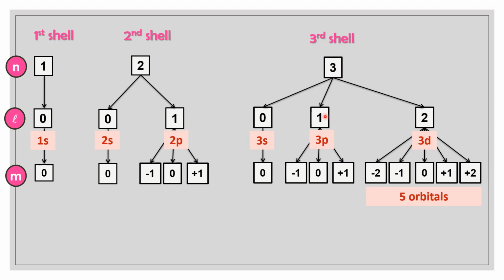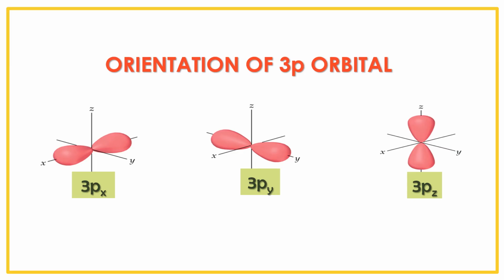When n is equal to 3, L is equal to 1, this is 3p orbital. Value of M untuk 3p orbital ada 1, 2, 3. That means 3p orbital, number of orbital dia adalah 3 orbitals. Orientation untuk ketiga-tiga 3p orbital tu adalah 3px, 3py, and 3pz.